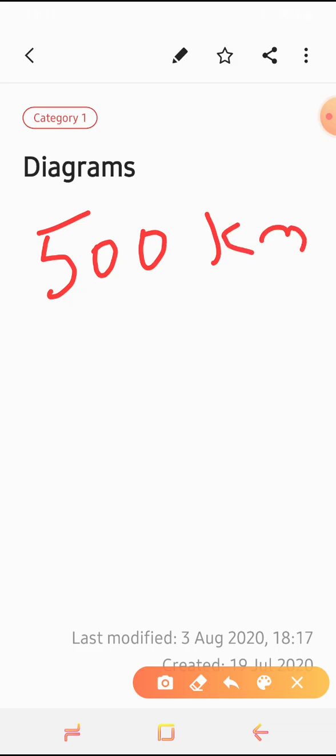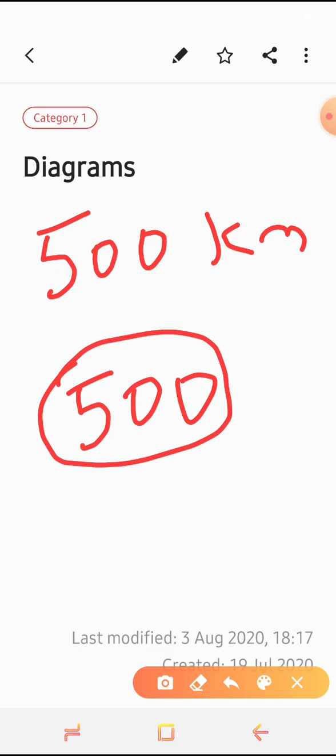I ask a student, if we go from here to Chennai, how many kilometers is it? What's your answer? Approximately, the distance from Coimbatore to Chennai is 500 kilometer. Is it right? Suppose the student says it is 500 and he did not add kilometer. Is it right? If he says only 500, is it correct? No, it's wrong.